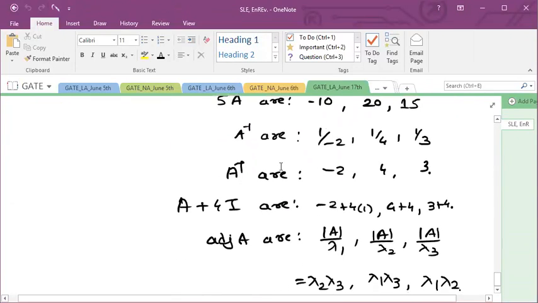For A plus 4I, what will we do? We'll just add 4, right? 4 into 1, I means for numbers it is 1. So I will add 4 into 1 to each eigenvalue. So that will be my answer.